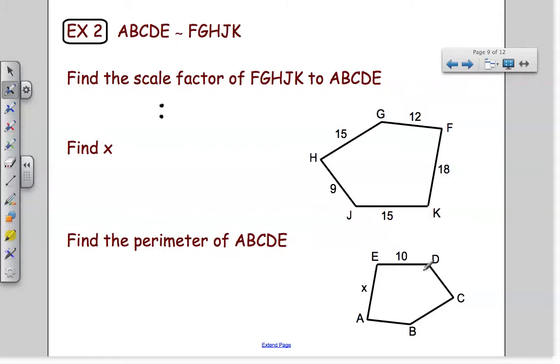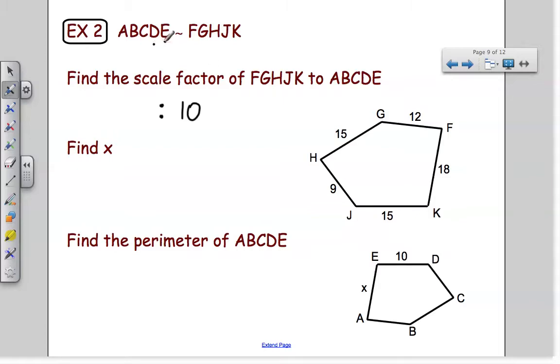Actually, the only side length I know in this figure is 10. So I'm going to have to use the 10 in this ABCDE. And let me see here. This 10 corresponds to side DE. I'm going to use my similarity statement because it's kind of hard to tell. I mean, there's maybe a rotation and a flip. No, just a rotation, I think. But it's harder to tell which side corresponds with 10. But I know it's side DE.